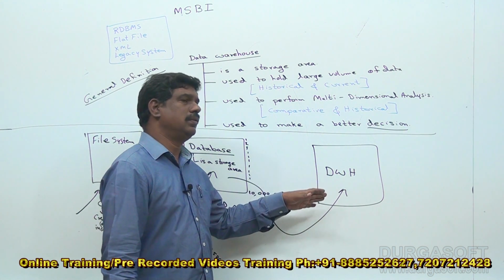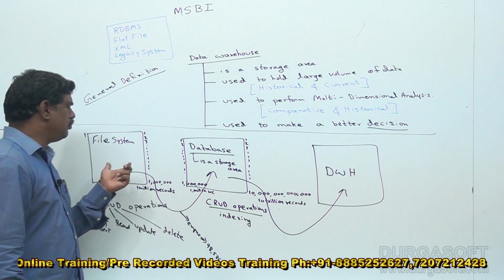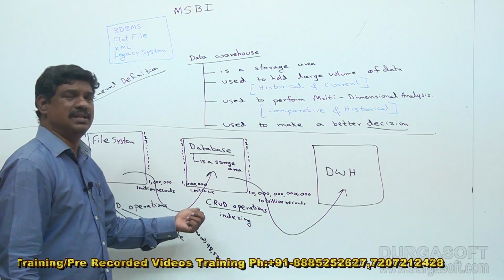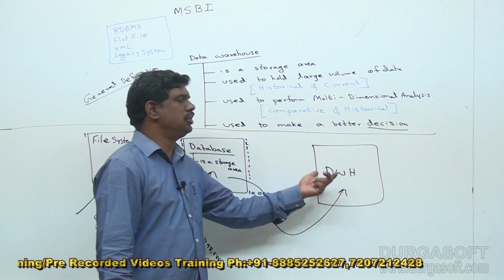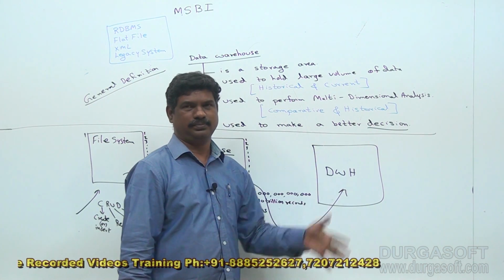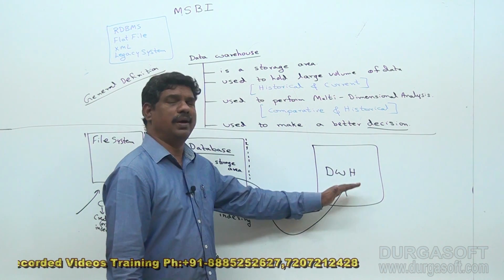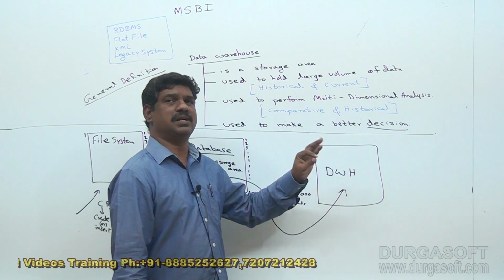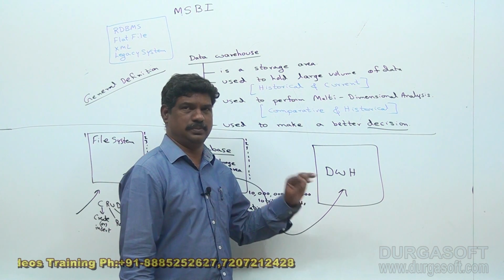Why are you switching? The simple reason is the same as why we switched from file to database. Why? For faster accessibility. In the same way, from database you are switching to a data warehouse system for faster accessibility. So this is the warehouse system, where you store a huge amount of data for faster accessibility purposes.